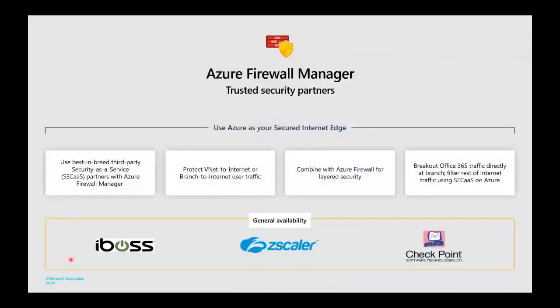Azure Firewall Manager may be used as an integration platform for other external partners. Right now, we currently have in general availability Checkpoint, Zscaler, and iBoss. You can use Azure Firewall Manager to centrally manage all the policies that need to go to the internet from your branches by integrating with each of these partners. And when you use this security partner provider, you can provide an additional layer of network protection for your VNet and branch internet connections.